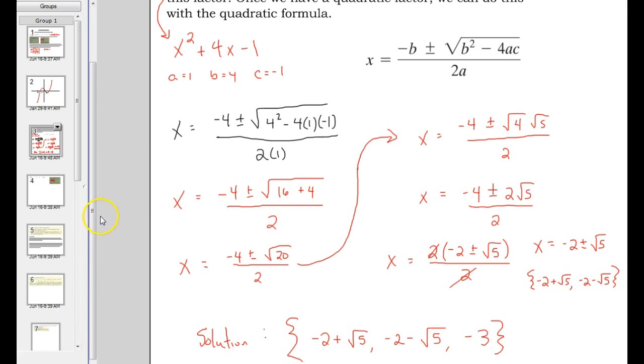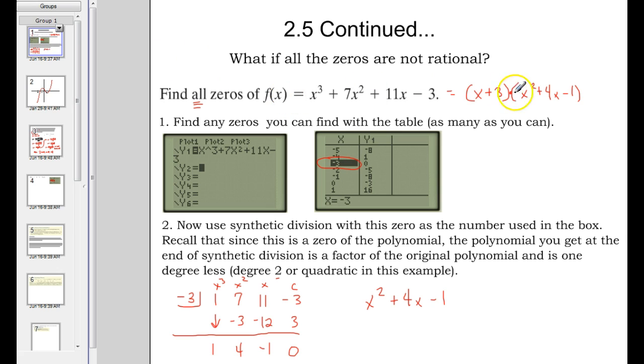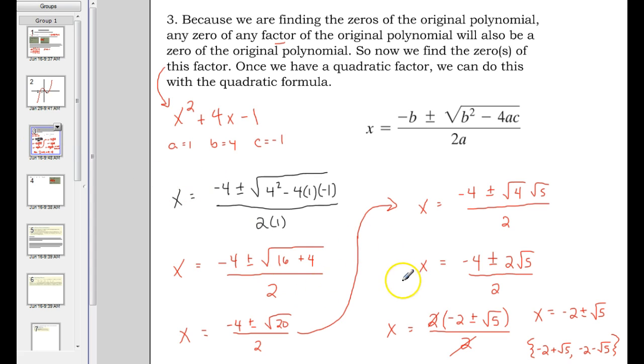So just a reminder of the process. Look on your calculator. Find the 0 from the table. You may have to adjust your delta table to find that first 0. Once you find the first 0, use synthetic division to get you down to a quadratic. Then use the quadratic formula, making sure to simplify any radicals that show up in the quadratic formula.